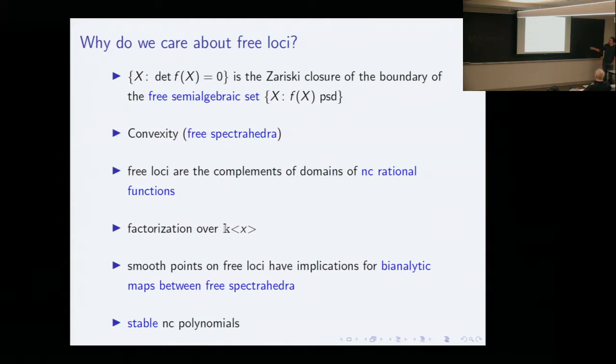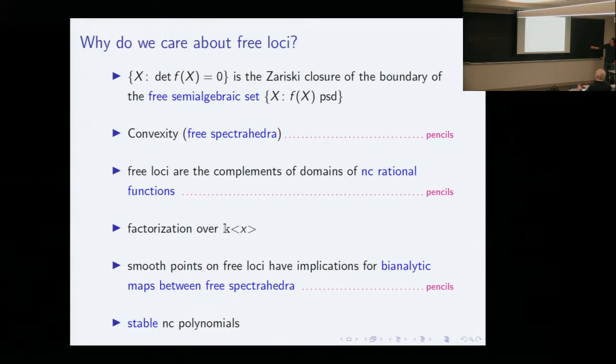Maybe what I'm going to talk most about today is that free loci are a kind of geometric counterpart to factorization in the free algebra. And there are some other applications related to smooth points on free loci, and how that affects our knowledge about bianalytic maps between free spectra. That's what Scott was talking about, convexotonic maps and so on. There were also some results related to stability.